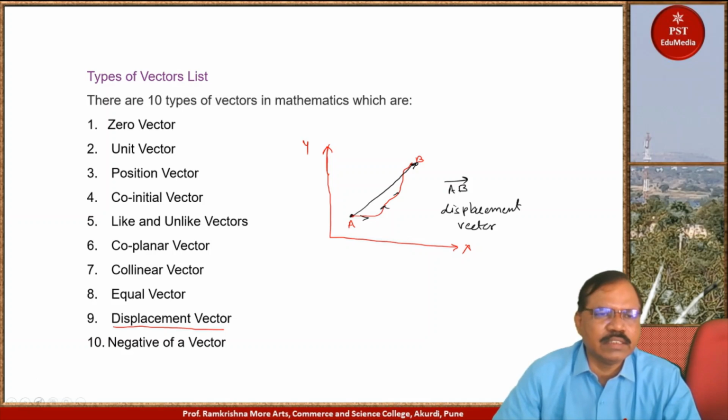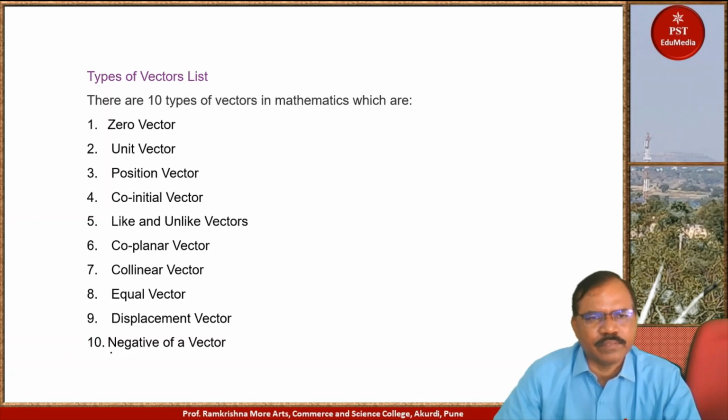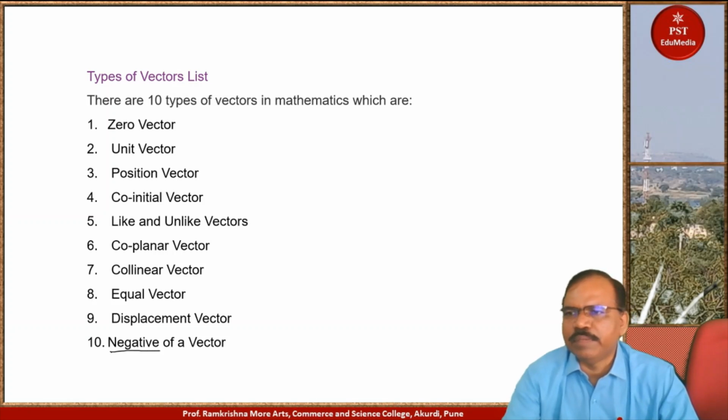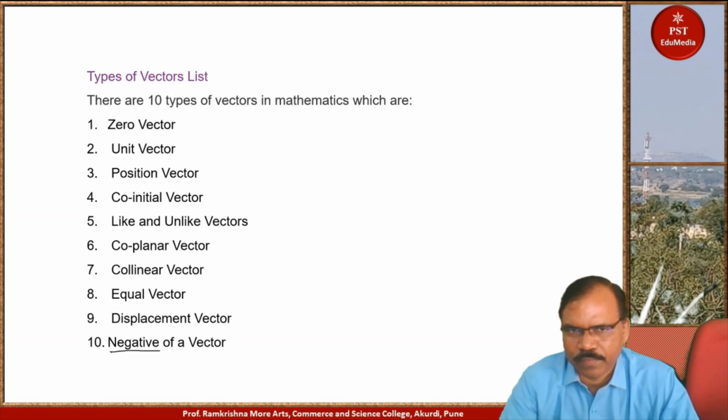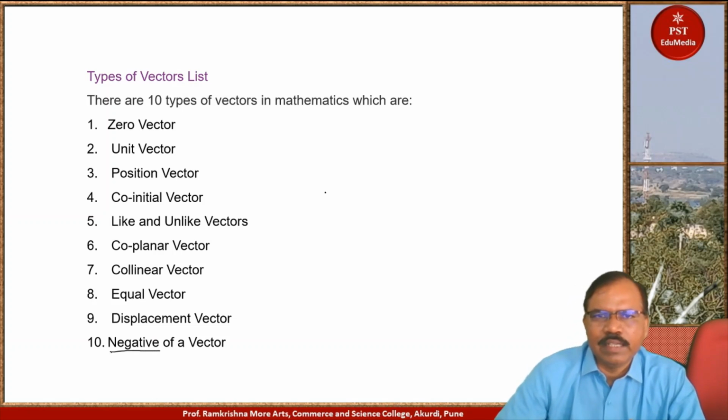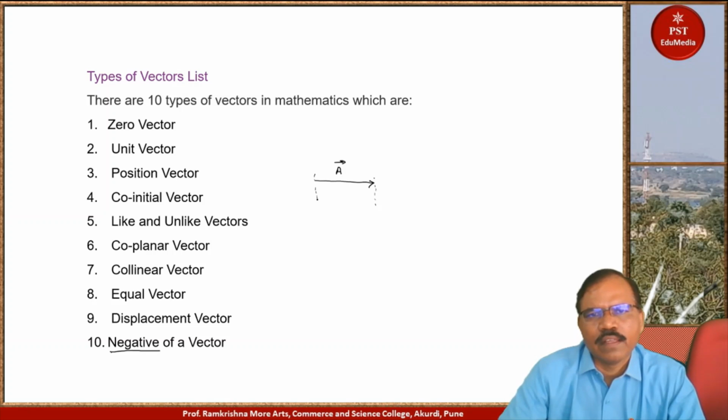Now next one is negative vector. What is the meaning of negative vectors? So suppose we have two vectors. So I will take first vector. This is first vector. Let us call this vector A, and I have another vector, and suppose that vector is B.